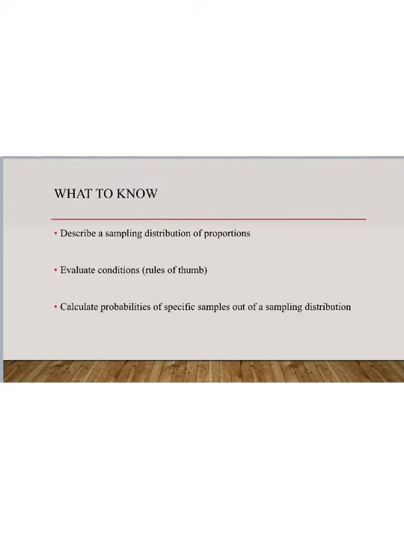So jumping in here, what you're going to want to know is how to describe a sampling distribution of proportions, how to evaluate the conditions or the rules of thumb for these, which are similar to the means, and to be able to calculate probabilities with these.